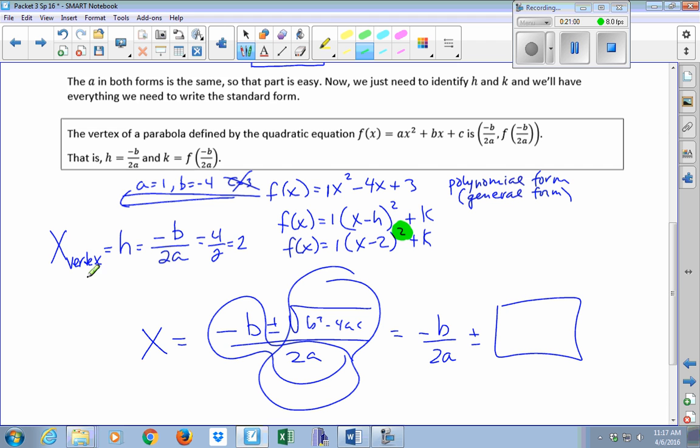So now let's find the y value of our vertex, which we call k. So if x is 2, how do I find y? Plug it in, right? We plug it back in here, f of 2, and we find y. So that's what this means, f of whatever the x value is of your vertex.